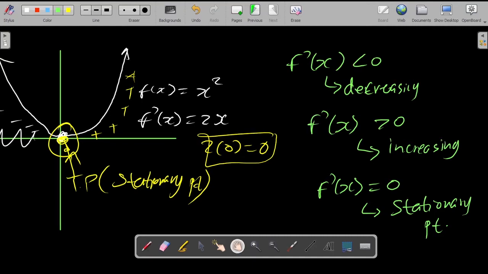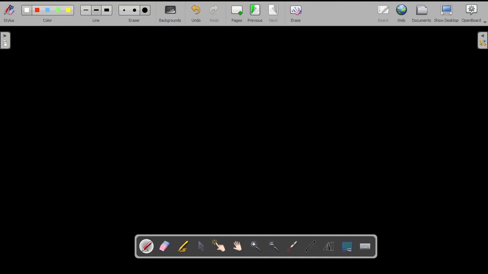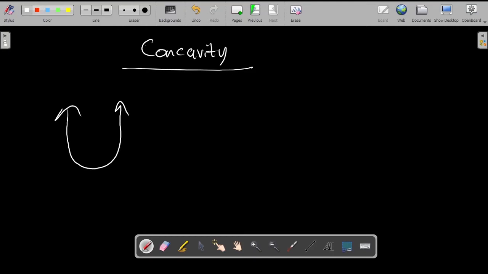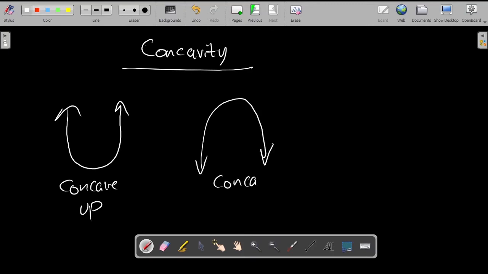So I guess that is all that we can talk about, at least for now, with regards to stationary points. Let's move on to something else, and it is related to what we have been talking about. So everything in this video is related in a way. We're now going to talk about concavity. Concavity is related to the shape of a function. If a function looks up, like something like this, it's concave up. And if a function looks down, or it basically frowns, then it is concave down.